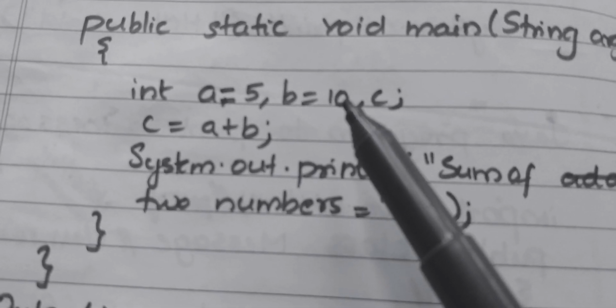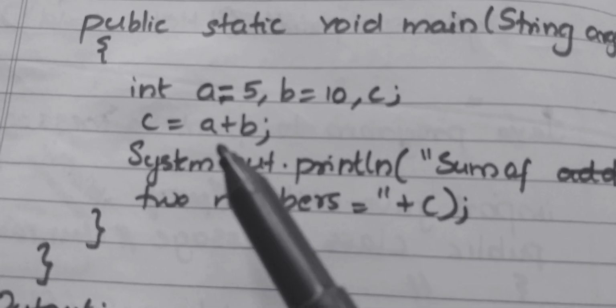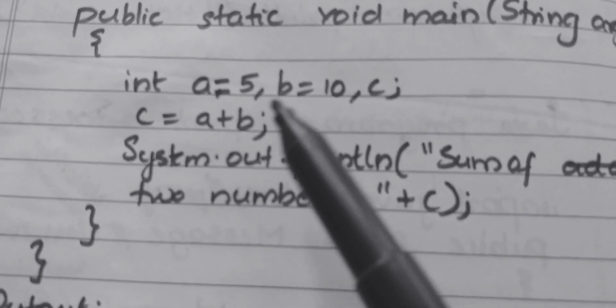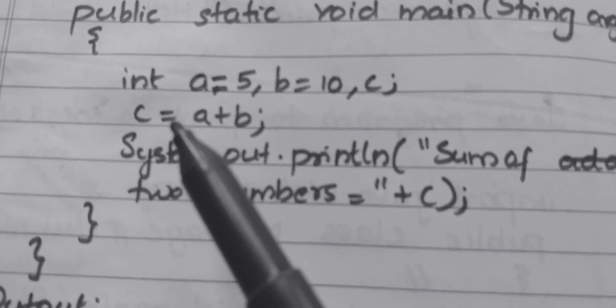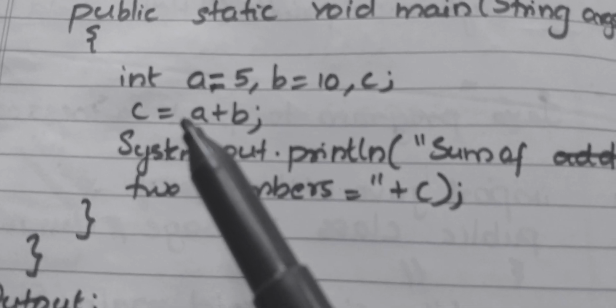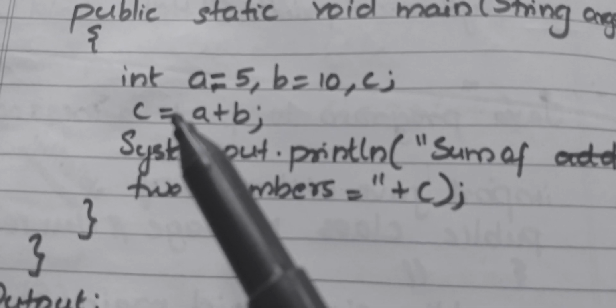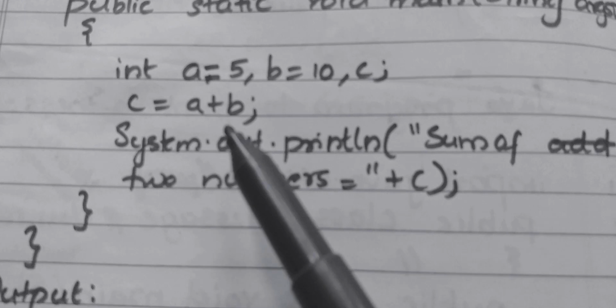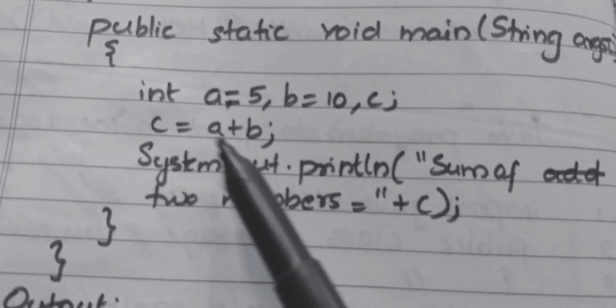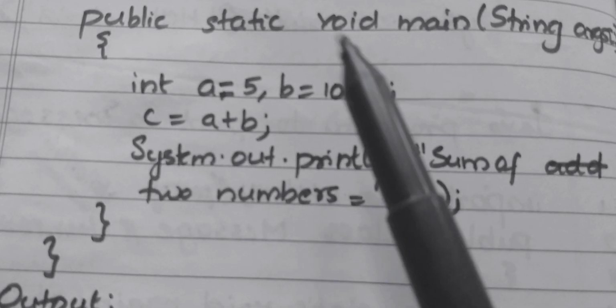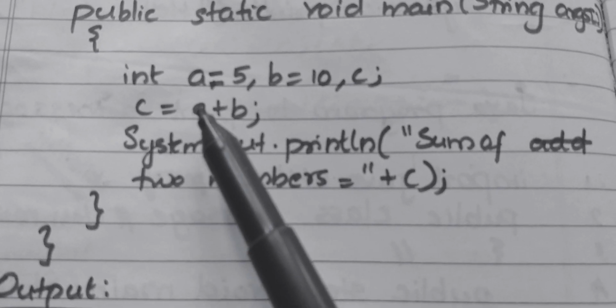What is the second number? Where is the second number? In variable B. So we have given B. A plus B. Clear? Then you have given the assignment operator. So what is the purpose of this assignment operator? Whatever we write on the right hand side will be assigned to the left hand side.